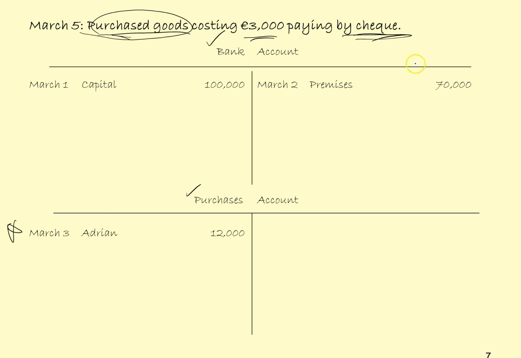Now we're going to pay by cheque, so money coming out of the bank, we'll credit the bank, so we put in here March the 5th, purchases 3,000, and in the purchase account we'll put in here on the debit side March the 5th, bank 3,000.